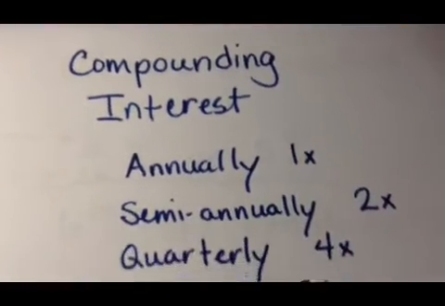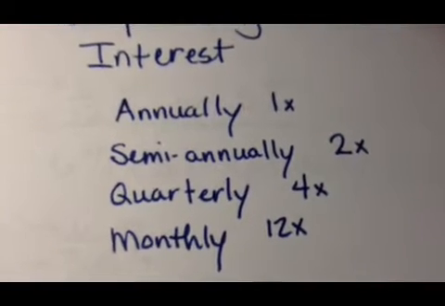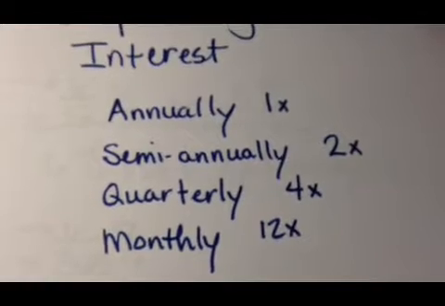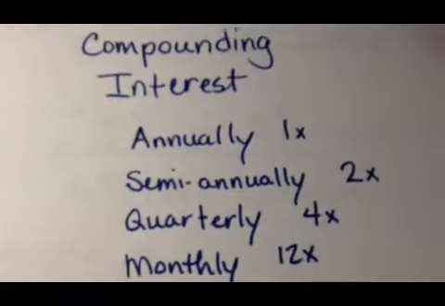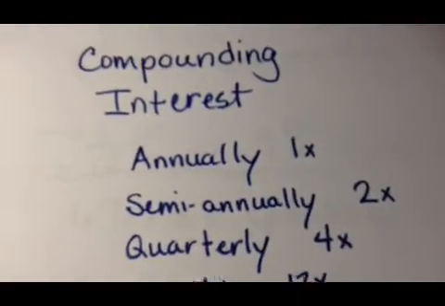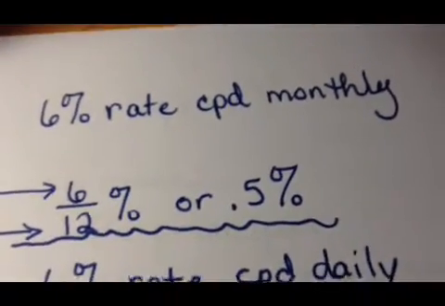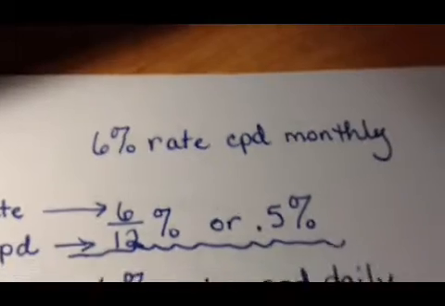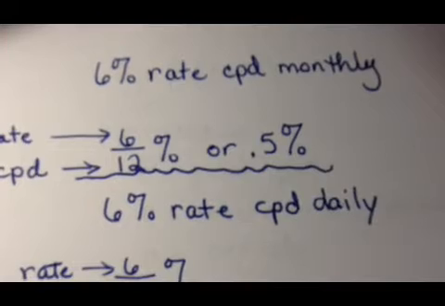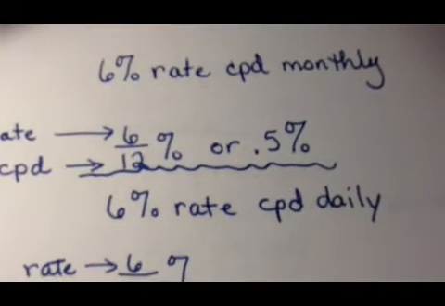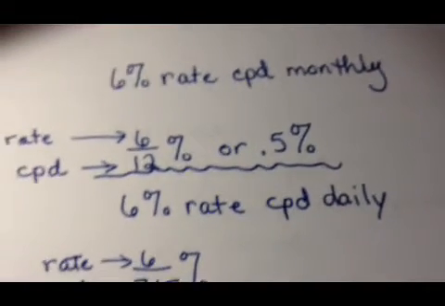All right, when we compound interest, we may compound it annually, which is once per year, semi-annually, which is 2 times per year, quarterly, which is 4 times per year, or monthly, which is 12 times per year. And it's different from simple interest because simple interest is just calculated on an annual basis based on a rate. All right, with compounding interest, we want to think about what does it mean to compound at a variety of different times.